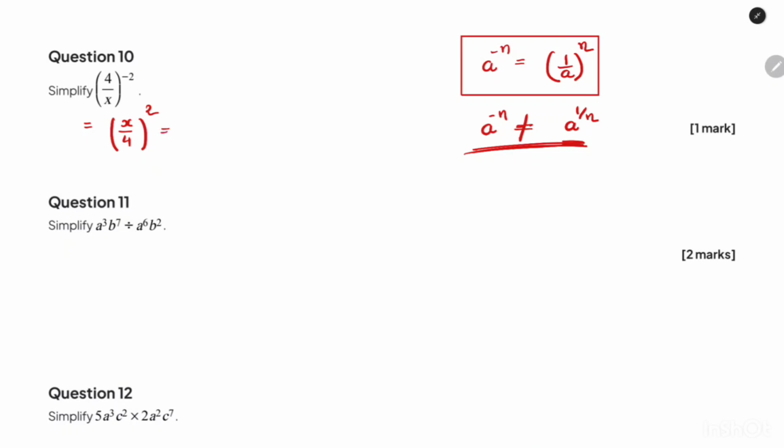Now you can give them separate powers. So that's x raised to 2 upon 4 raised to 2. Now 4 raised to 2 can be written as 16. So this is your answer, x square upon 16.